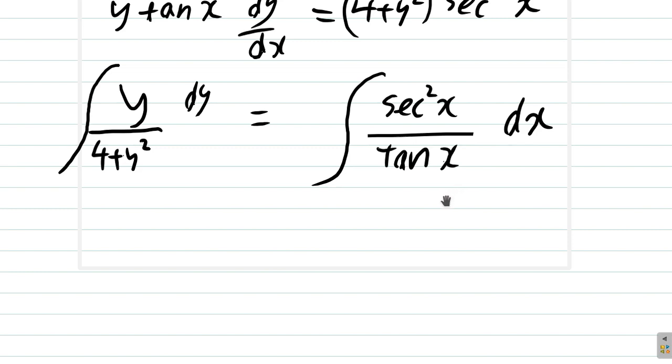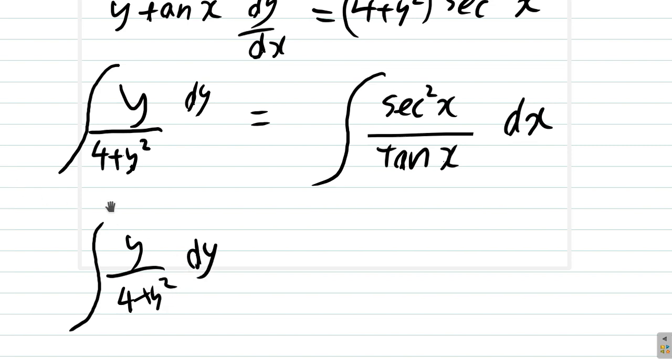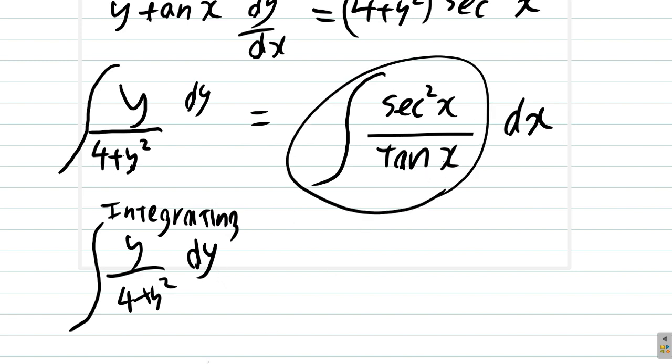Now, let's see how this one is going to go. Here, this would require integration by substitution. So, integrating y over 4 plus y squared dy. Let me write integrating this. We're going to look at this later on.